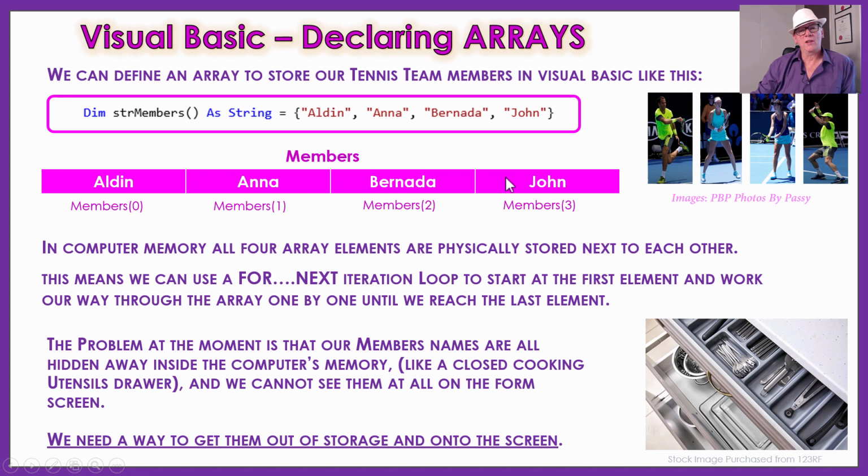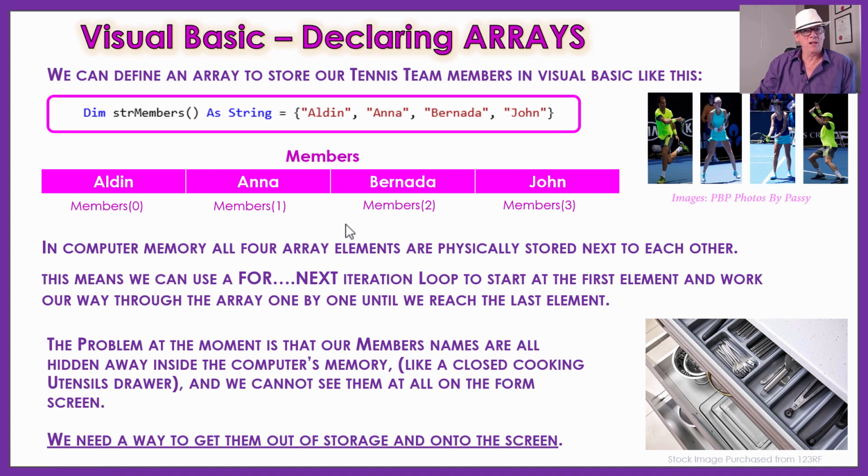if we want to get all of the names out of the storage boxes here, we can just say, okay, for I equals 0 to 3, let's work our way through the loop. And it'll do Alden, then it'll do members 1 is Anna, then the third time through the loop, it's going to do members 2 Bernarda, and so on. So the thing is, we can look at them all in the memory, but this is inside the computer, the array. It's storage.